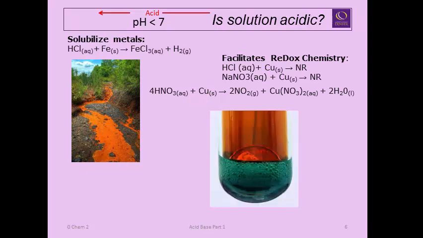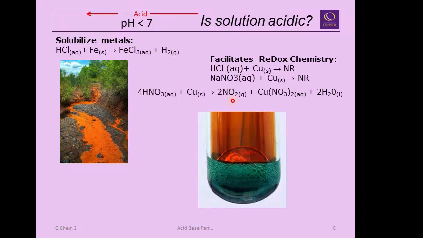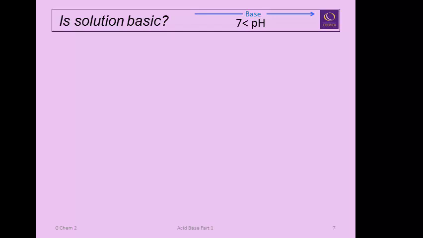There's a picture of it where a copper penny is just literally getting chewed up by this nitric acid, and that particular reaction takes place. Changing the oxidation number of nitrogen from +5 in the nitrate in the reactants over to +4 in the nitrogen dioxide in the products, while the copper started at copper 0 and then is oxidized to copper 2+ in the products. And so that redox was driven because it took place in the presence of an acid. So there's just a couple applications, and let's talk about basic solutions.